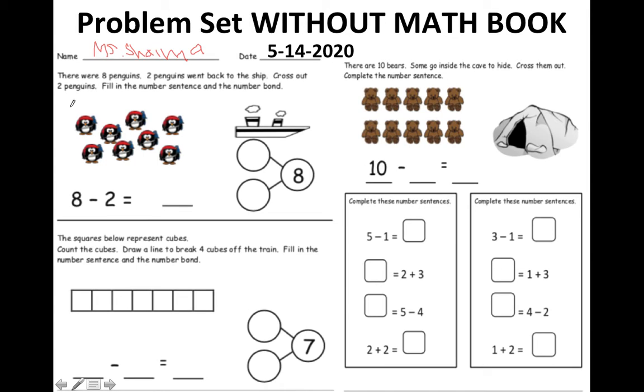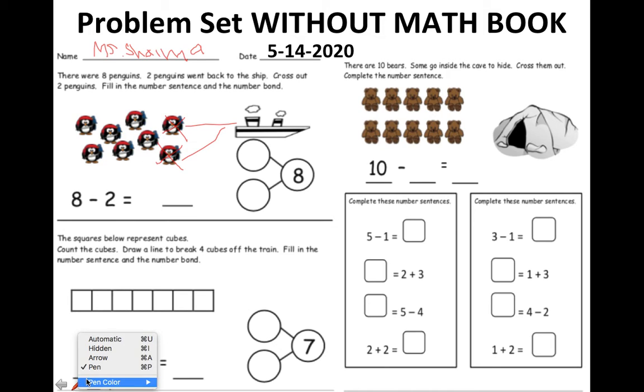Let's read the story. There were 8 penguins. 2 penguins went back to the ship. Cross out 2 penguins and fill in the number sentence and the number bonds. So the story told us that we have 8, and I'm going to cross 2 off to show that 2 of them, like these 2, went to the ship, right? And it shows over here too. So now we just have to count how many are left.